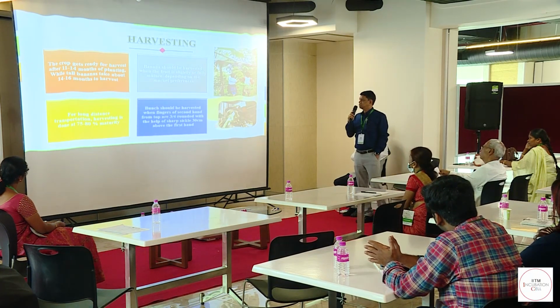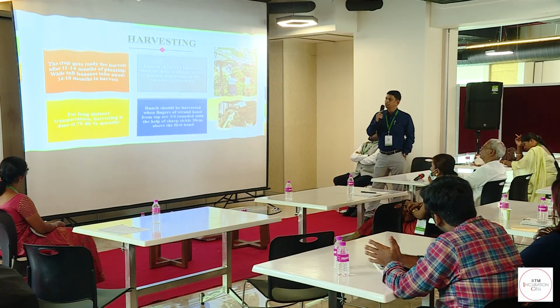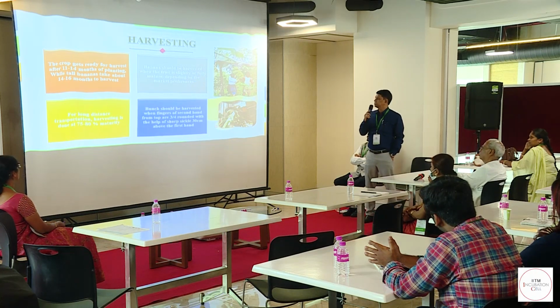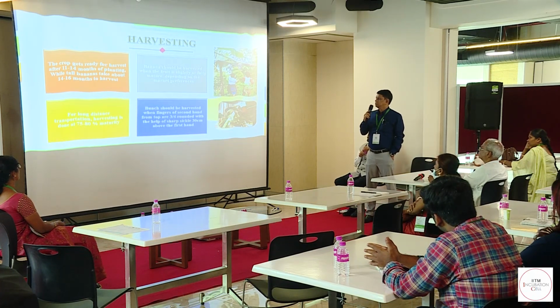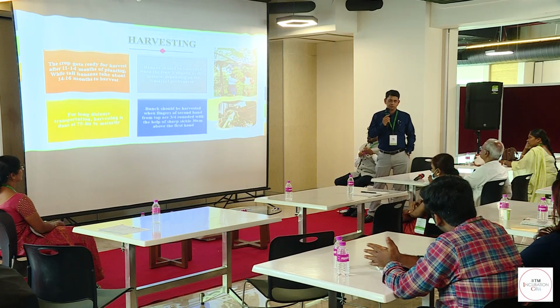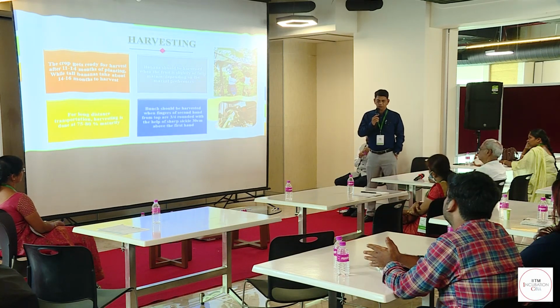Coming to harvest, the crop should be ready for harvest within 11 to 14 months of planting. In some of the tall bananas, it takes about 14 to 16 months for the harvesting stage. It should be harvested using a sharp knife to cut the bunches. As I told earlier, for long distance transport it should be harvested at 80% maturity, otherwise when it is fully mature it can be harvested.